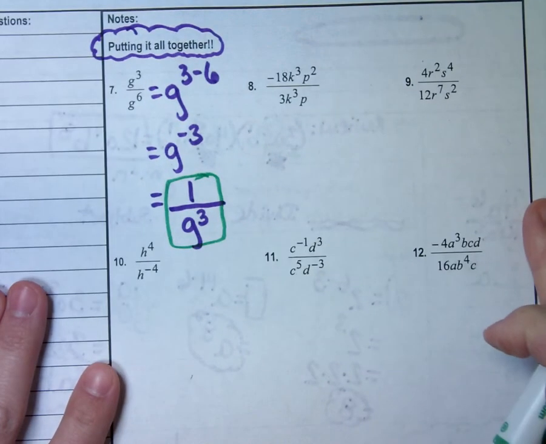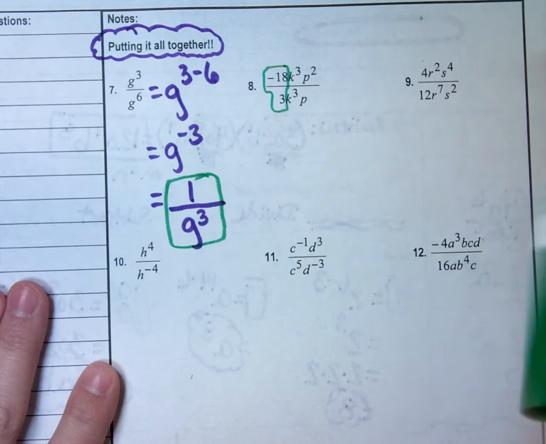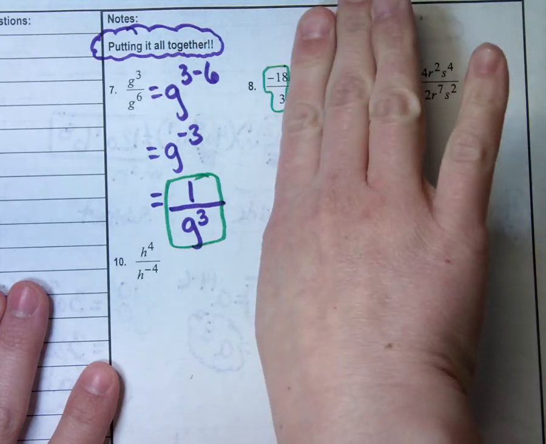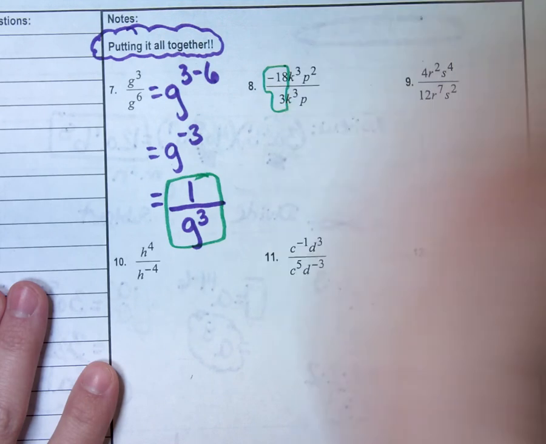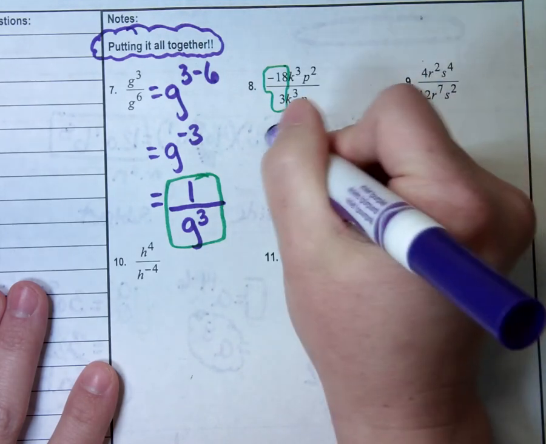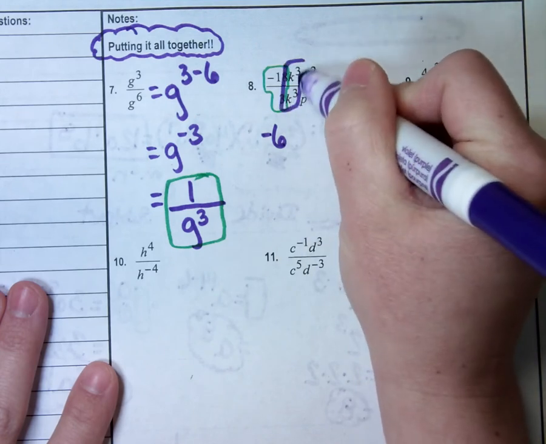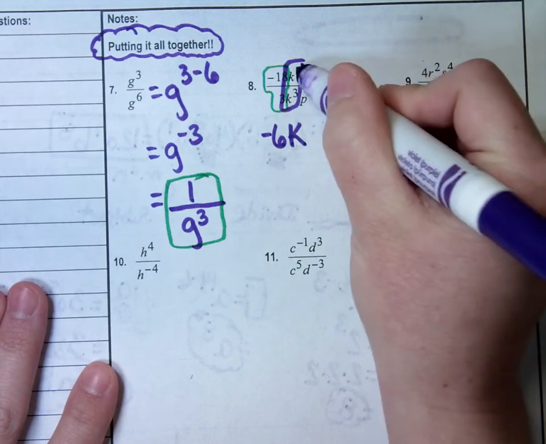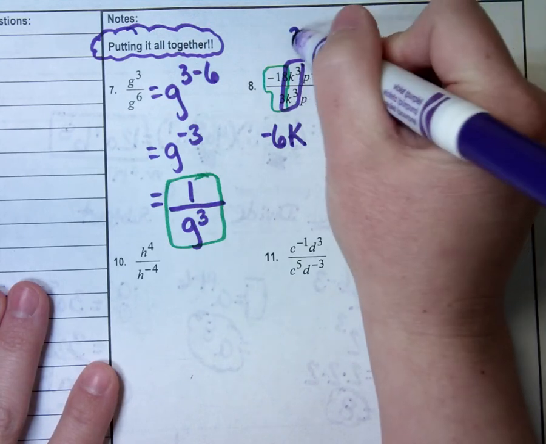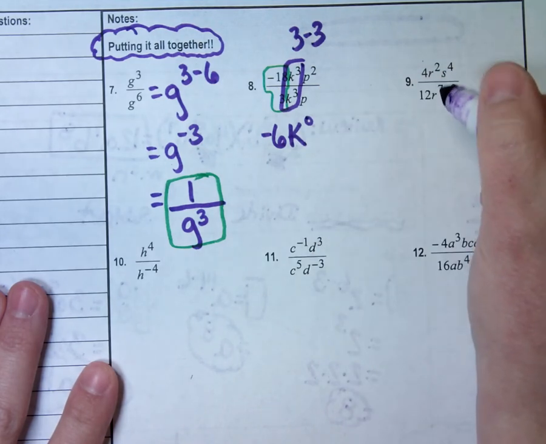Okay, number 8. I'm going to start with my coefficients, and I just divide my coefficients just like we learned back in 3rd, 4th grade, what's negative 18 divided by 3? Negative 6. And then when I go to do my k's, I write down the base, whatever it is, and I subtract the exponents, 3 minus 3. And how much is 3 minus 3? 0. We'll talk about that here in a second.